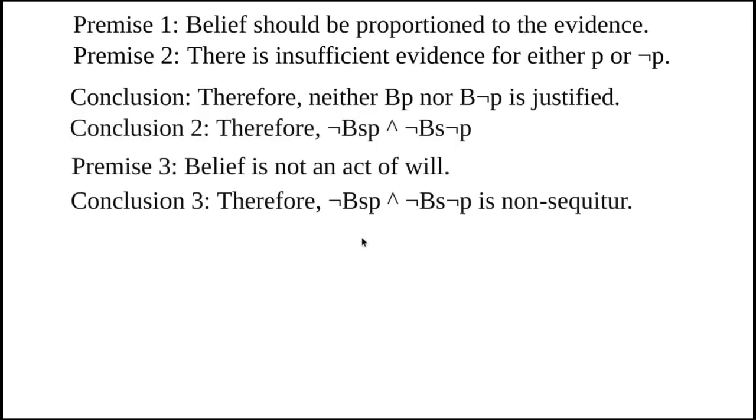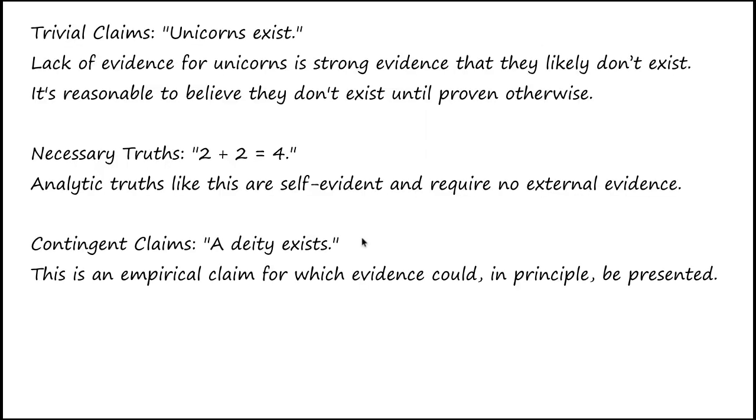Premise 2 states, there is insufficient evidence for either belief in P or belief in not P. But P is left completely undefined, creating a problematic vagueness that undermines the argument's universality. Without specifying P, the premise could apply to almost any type of claim. Trivial claims: unicorns exist. Lack of evidence for unicorns is strong evidence that they likely don't exist. It's reasonable to believe they don't exist until proven otherwise.